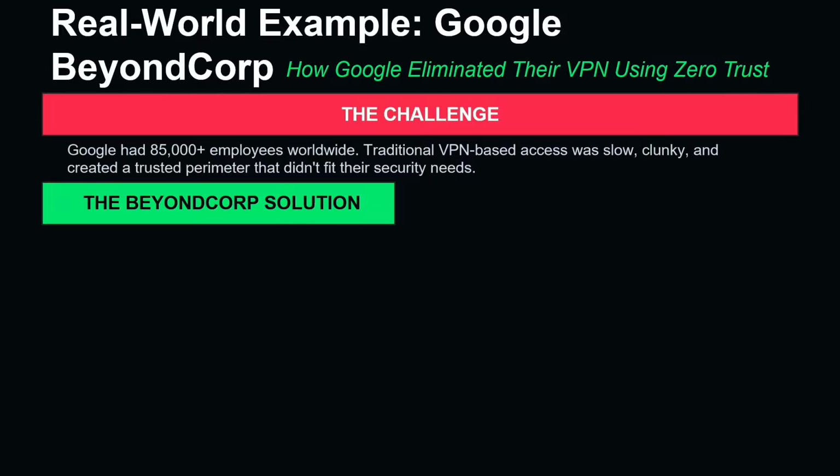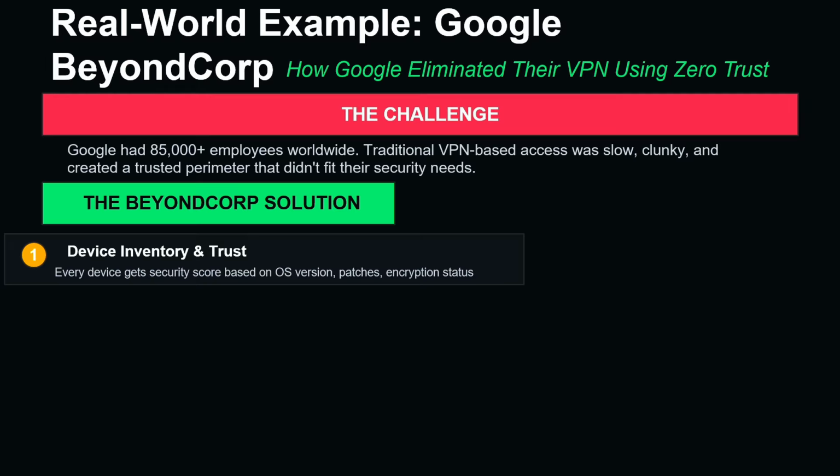Let's break down how it works. Step 1 is device inventory and trust. Every device that wants to access Google resources gets enrolled in a device inventory system. The system assigns each device a trust score based on the OS version, security patches, disk encryption, whether it's managed by Google's device management, and whether there are any signs of compromise. So with this, a fully patched, encrypted, managed device with no red flags gets a high trust score, whereas an out-of-date device with issues gets a low score.